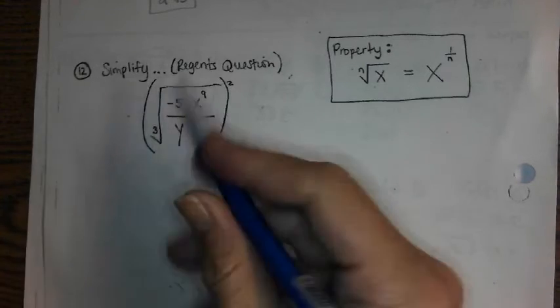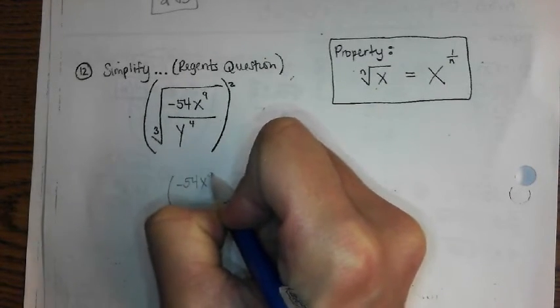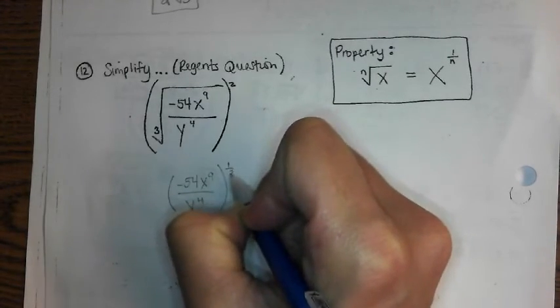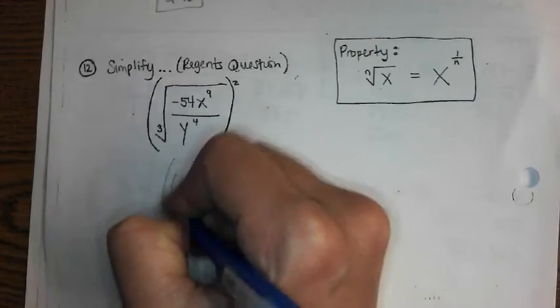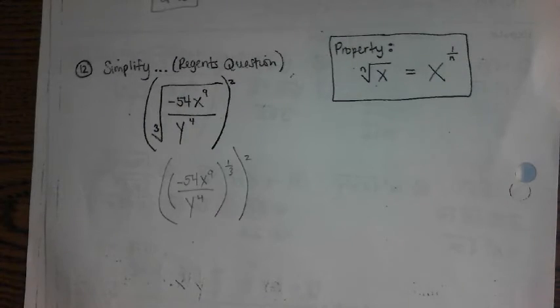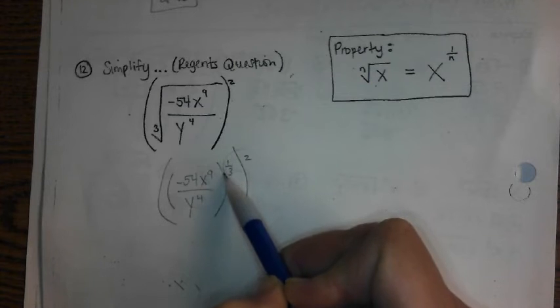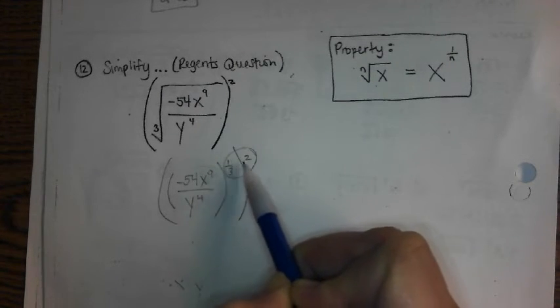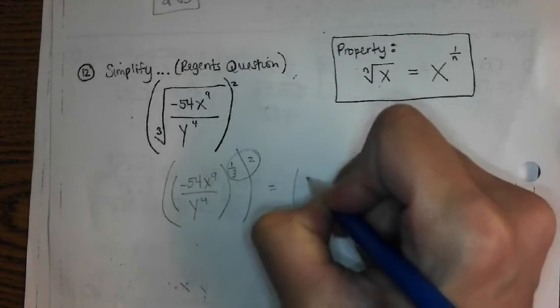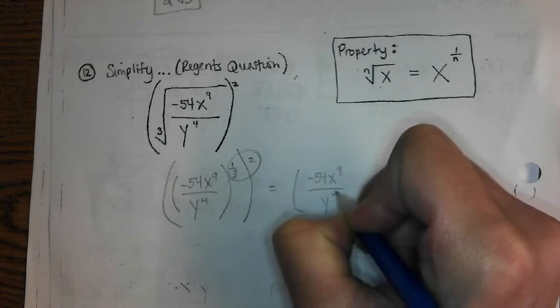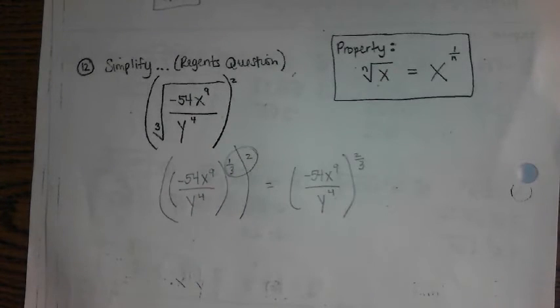So this cubed root, I'm going to change into taking this whole fraction to the 1/3 power. And then on top of that innermost fraction being raised to the 1/3 power, the entire thing is raised to the 2nd power. So the first exponent rule I'm going to apply here is the power to power rule. And what does our exponent rule say? When you raise a power to another power, you should multiply. So I'm going to leave my fraction untouched, but the whole thing I'm going to raise to the 2/3 power. And then every element within this fraction has to be raised to the 2/3 power.